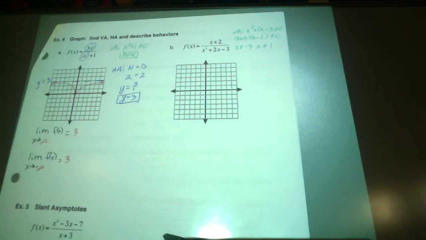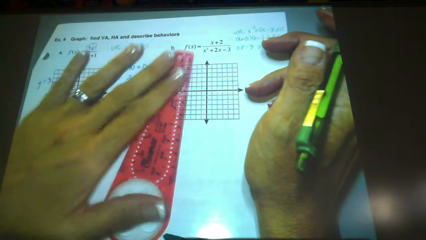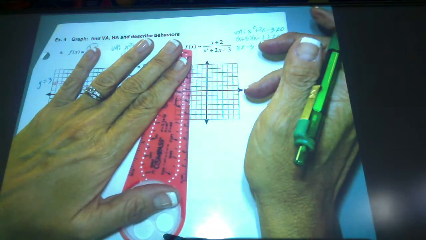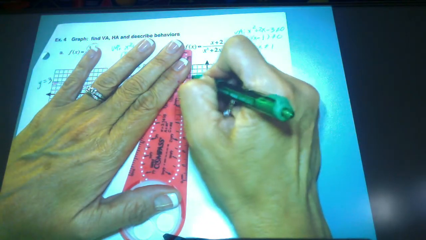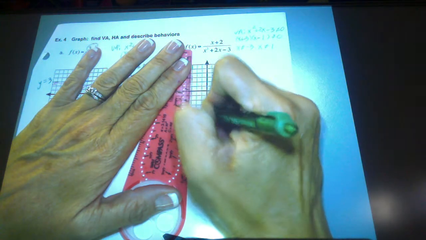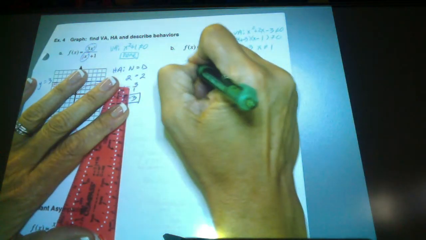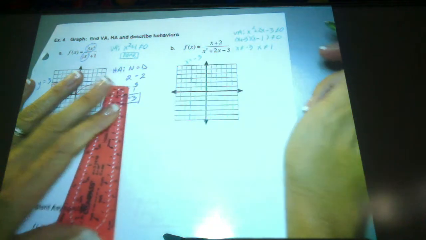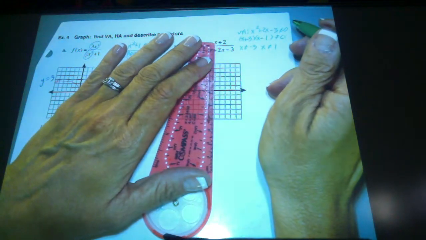So you have 2 vertical asymptotes. How many limits are you going to have? 4, 2 for each one. We're going to end up with 4 limits total. So we're going to put in our vertical asymptote of x equals negative 3. So dash that line. And 1 at positive 1.